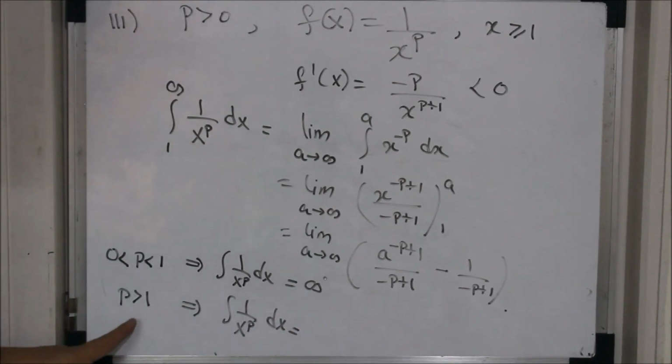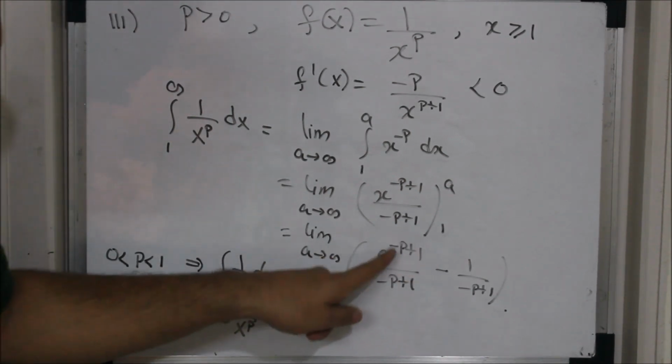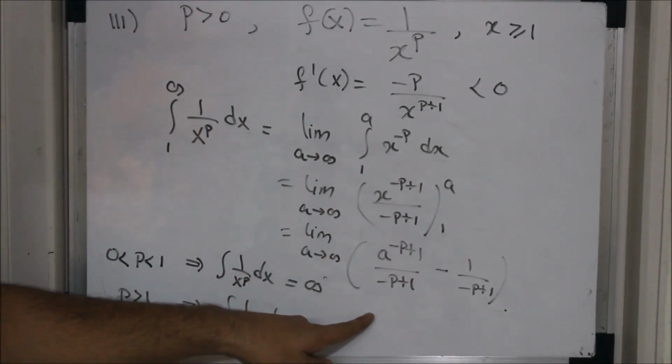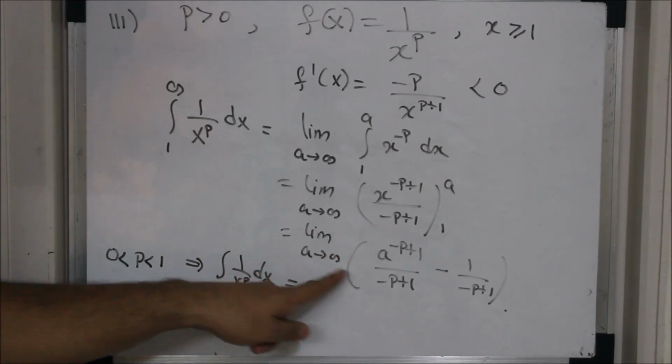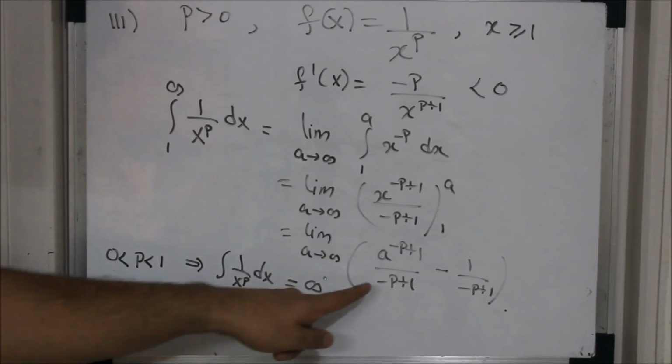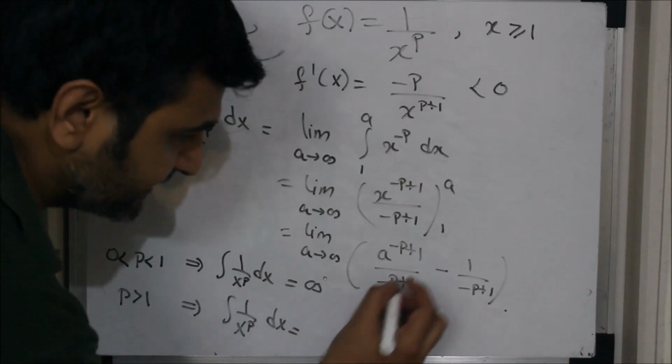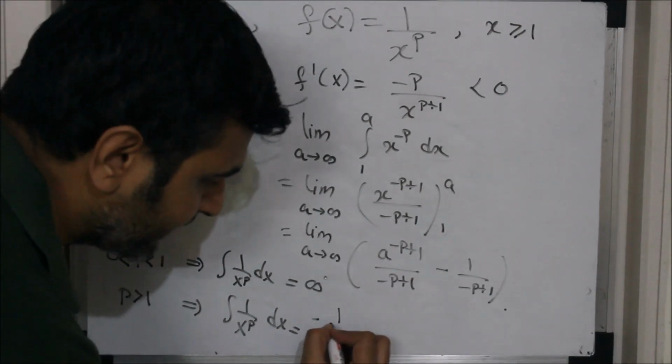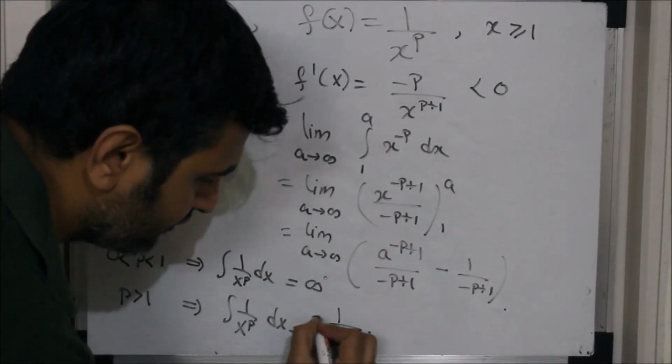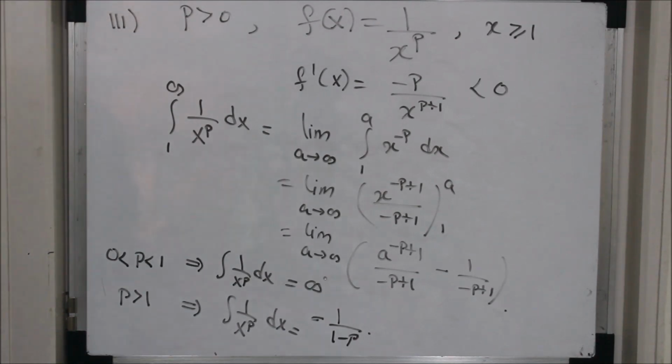And if p is greater than 1, then this power is negative, therefore a will come in the denominator, and as a goes to infinity, I have 1 upon infinity, which is nothing but 0. This term becomes 0, and what I get is just minus 1 upon 1 minus p. This is what I get, and that's what the proof is.